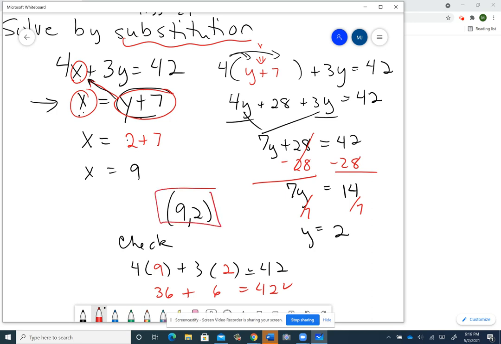Substitution usually is the one that people are a little more uncomfortable with, and it takes a little more thinking to feel confident about it. But you can do it, Diamond. Just keep working.